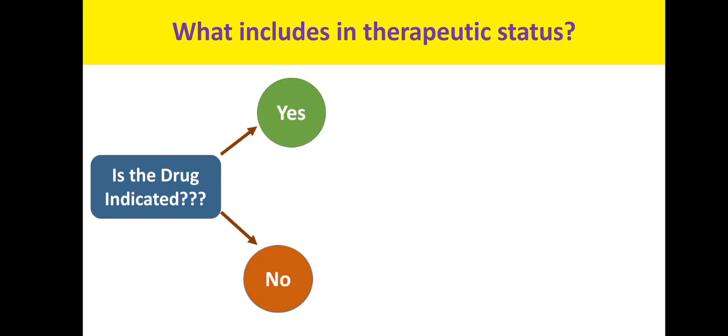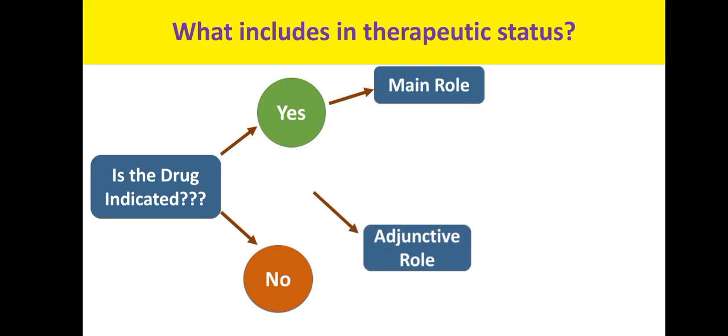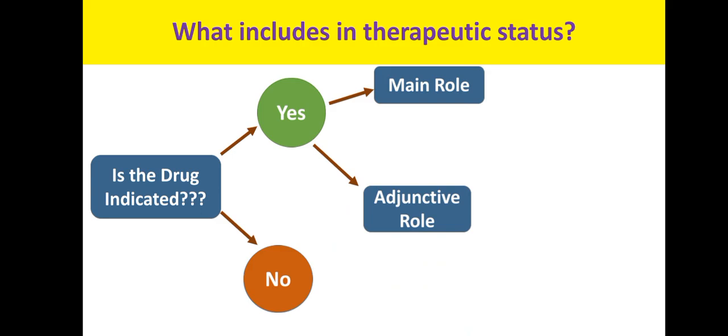Now, if the drug is indicated in a particular condition, there are again two questions: whether the drug has a primary role or the main role, or whether the drug has an adjunctive role, a supportive role or a transient role in the management of that condition. Now, what is the meaning of that? Again, we will discuss this with an example.